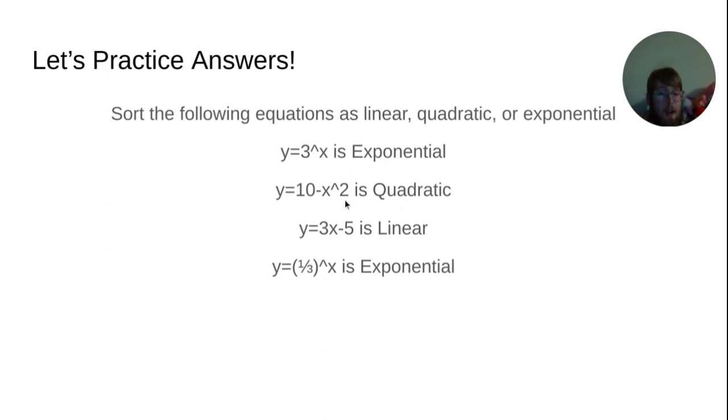This is because of that x to the power of 2. Anytime you have x to the power of 2, it's going to be a quadratic equation if that's your largest power. Y equals 3x minus 5 is linear. This is because our only x doesn't have an exponent with it that's visible. And y equals 1/3 to the power of x is exponential. Same as the first one, because we have that power of x, we know it's an exponential function.